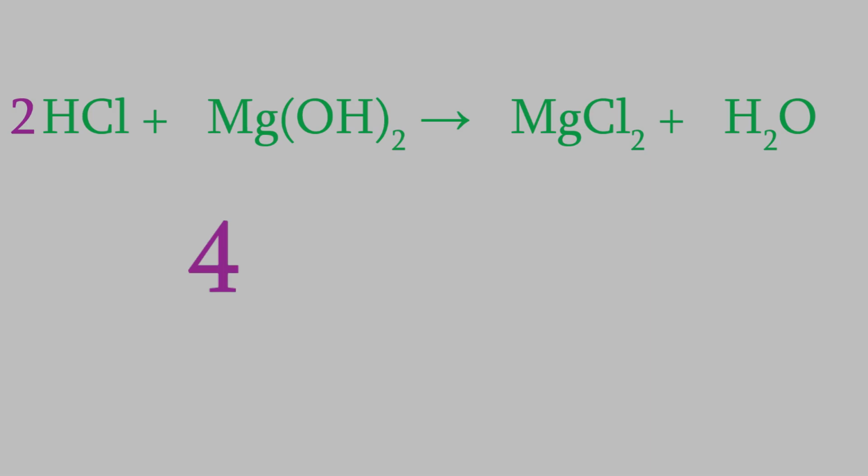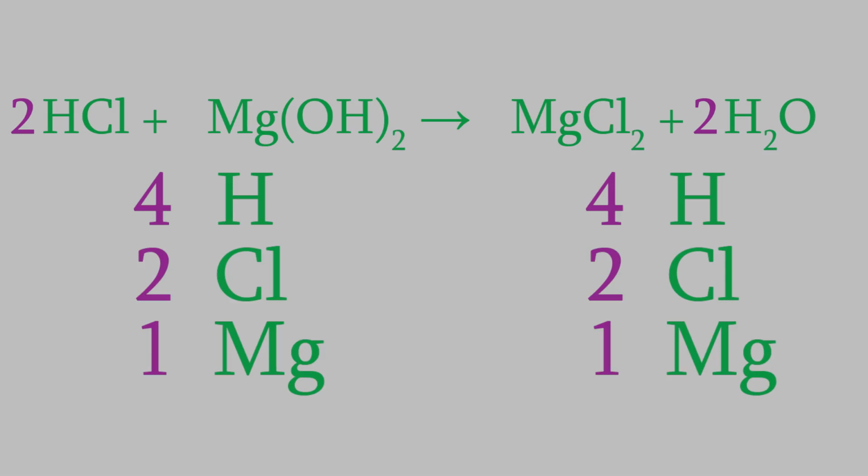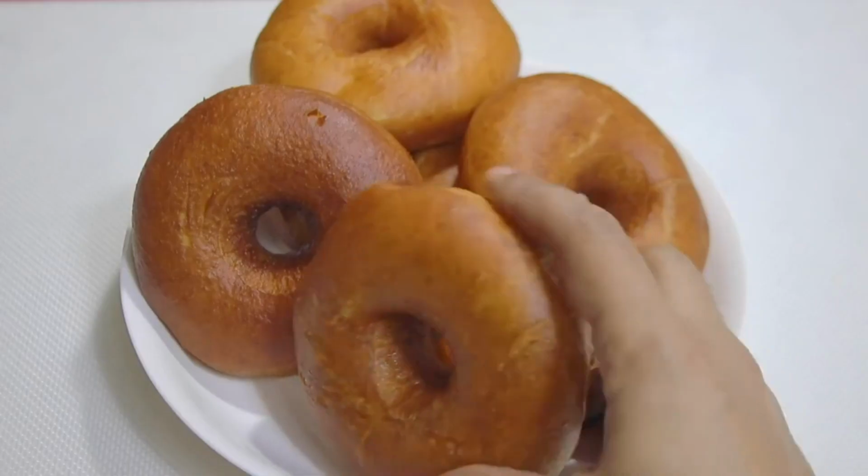There's 4 on the left, 2 in the HCl's, and 2 in the magnesium hydroxide. And there's 2 on the right. To balance it, we'll need another water molecule, so we'll change the coefficient on the water to 2. If we add up the number of elements on each side of the reaction now, we find out that there are 4 hydrogens on each side, 2 chlorines on each side, 1 magnesium, and 2 oxygens. So we're done. Every element is balanced, and we deserve a donut.